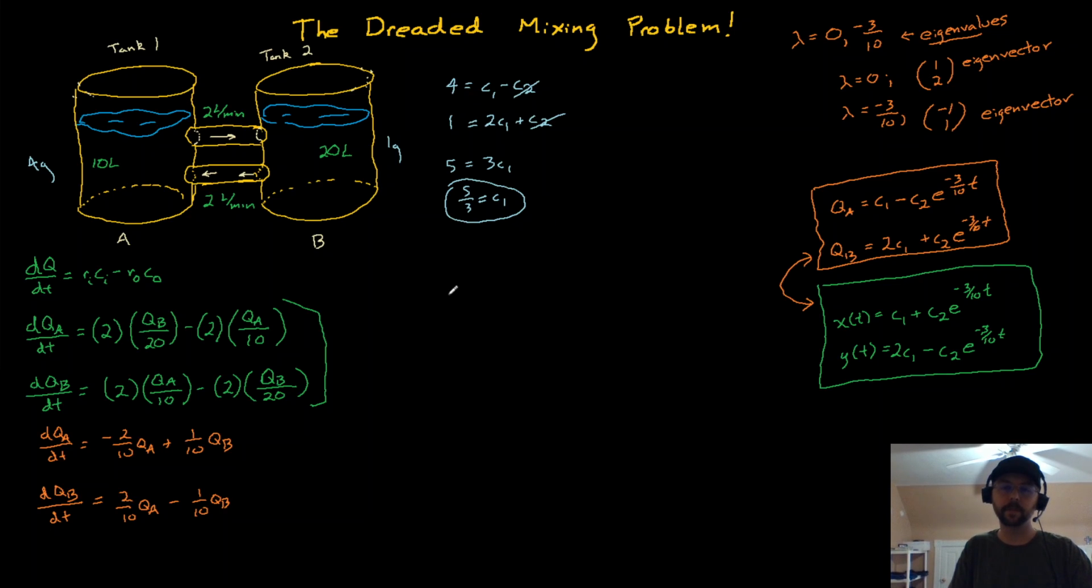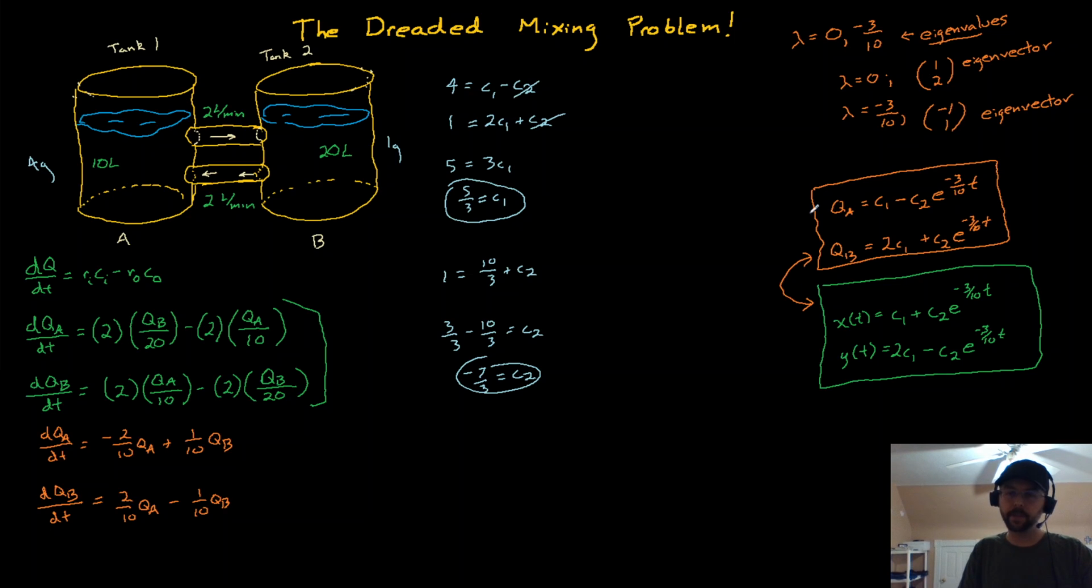Let's find C2. Let's just use this one. 1 equals 2 times C1, 10 over 3, plus C2. This is the same as 3 over 3. We're going to subtract 10 over 3. So negative 7 over 3 equals C2. So now, I'll just write these beside it. So C1 equals 5 over 3, C2 equals negative 7 over 3. I'm going to want to write out the whole equation, I think.